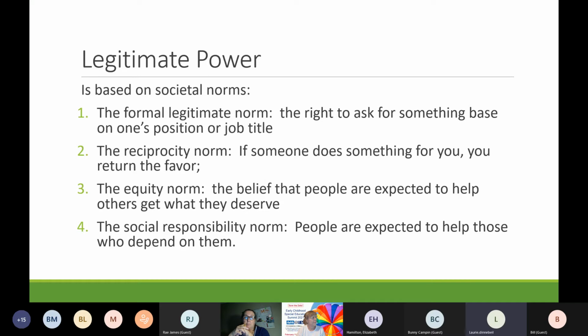The equity norm: the belief that people are expected to help others get what they deserve. I think that's really important when we talk about special education, that as teachers we're in the field of education because we want to help other people. And so sometimes we do things just because we believe that it will help children or students. Or the social responsibility norm: people are expected to help those who depend on them. So the itinerant teacher might help the classroom teacher do some things because she's responsible to that classroom teacher.